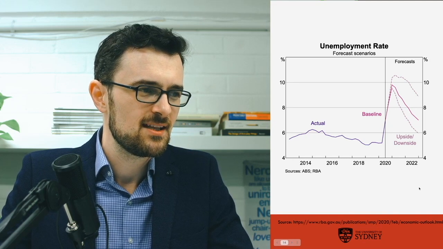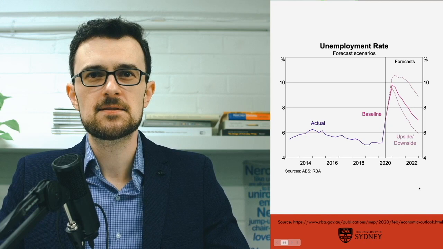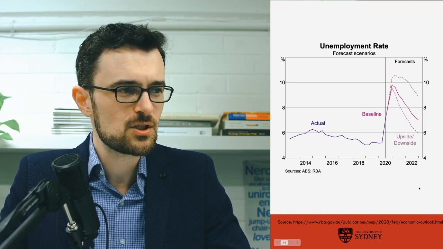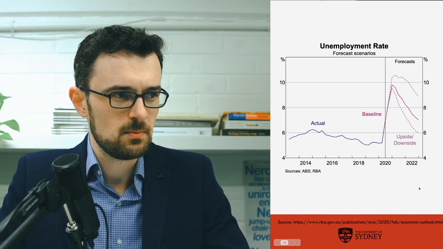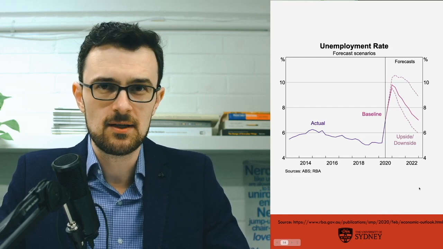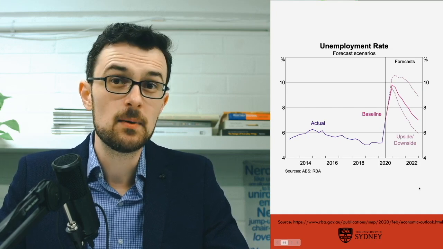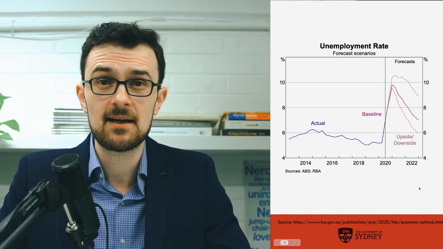This shows that there's almost no chance. Look at how close together the upside and downside are on the model. There's almost no chance of unemployment being less than, say, 9 in the middle of 2021. Well, I don't have a chart for this one. RBA is a bit slow, but it is. Unemployment's back down below 8.